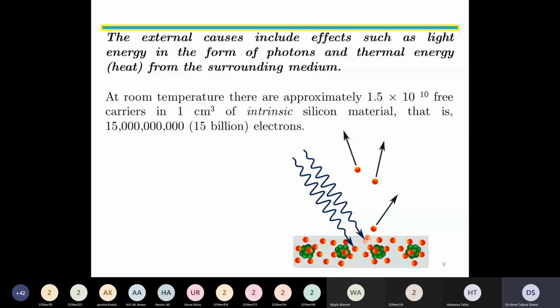The external causes include effects such as light energy in the form of photons and thermal energy from the surrounding medium. At room temperature, there are approximately 1.5 × 10^10 free carriers in 1 cubic centimeter of intrinsic silicon material. That is 15 billion electrons in 1 cubic centimeter. This diagram shows how light can cause electrons to jump from the valence shell into the conduction shell.